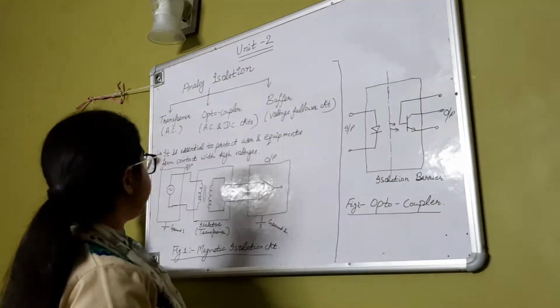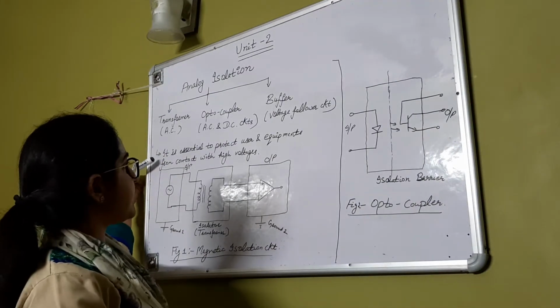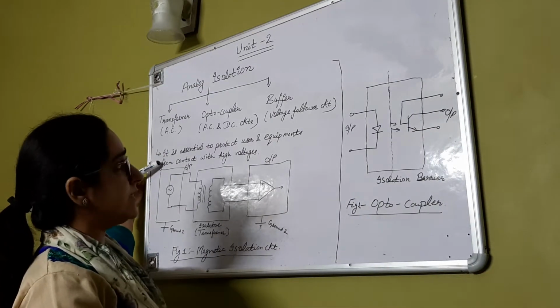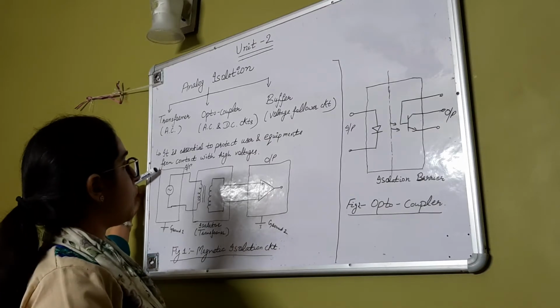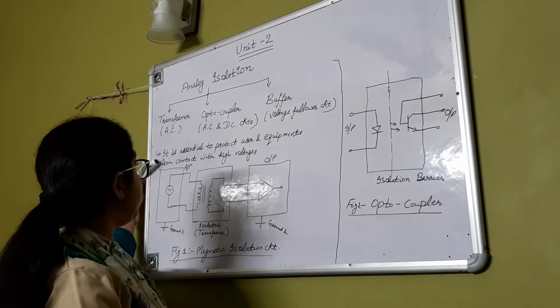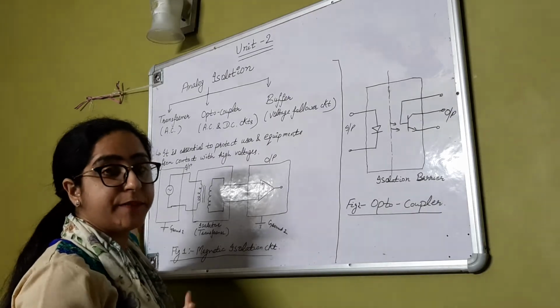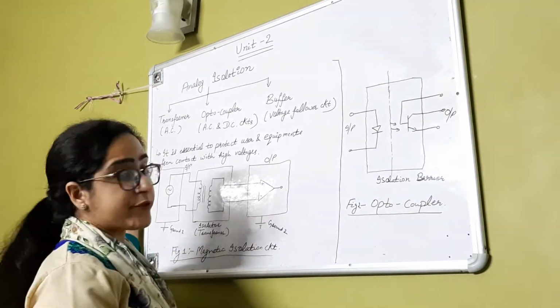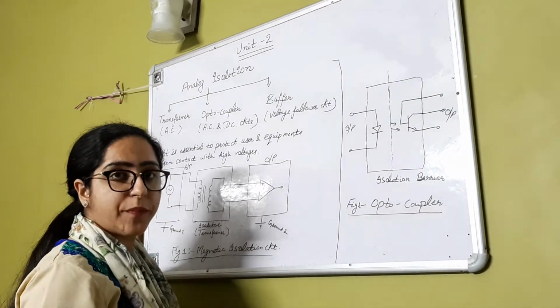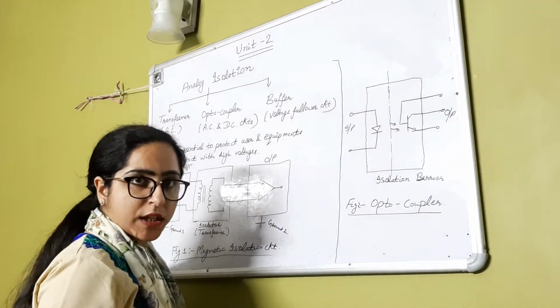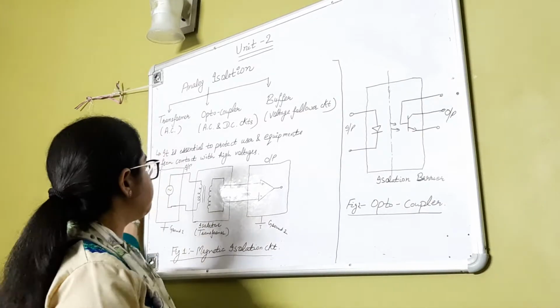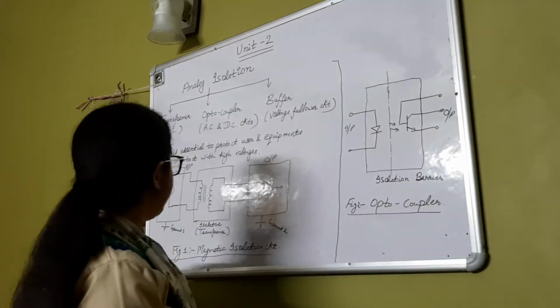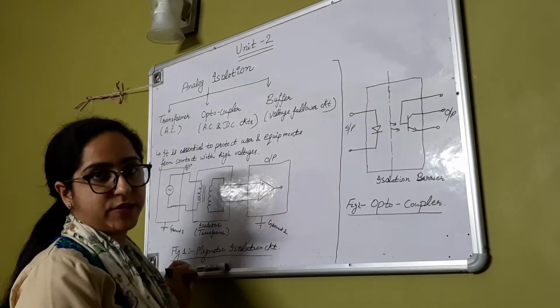It is essential to protect the user and equipment from contact with high voltages. For that purpose, isolation is very much needed in the medical field and in the industrial automation field, to control the process and all the equipment connected across the power supply. So firstly I will discuss the magnetic isolation circuit.